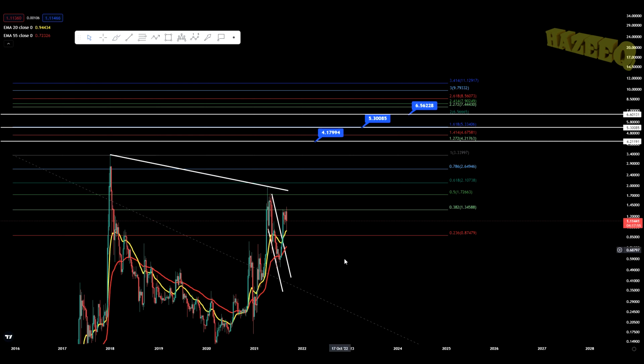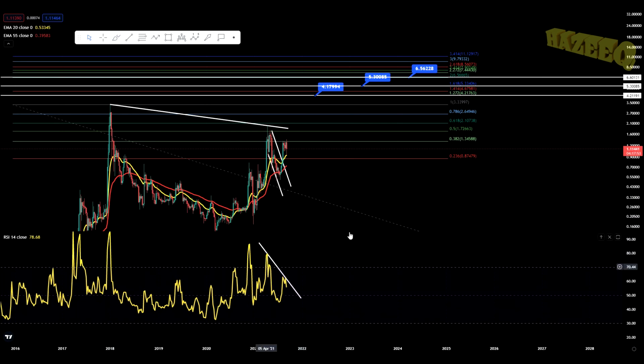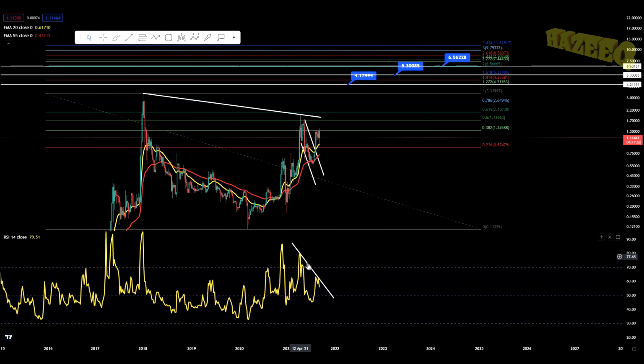And yep, this is the weekly chart. So we do have this resistance on the RSI over here. As you can see, we keep hitting our head on this resistance and it keeps rejecting us. So once you see the break of this resistance on the RSI, that may potentially be your signal to get into XRP, okay?